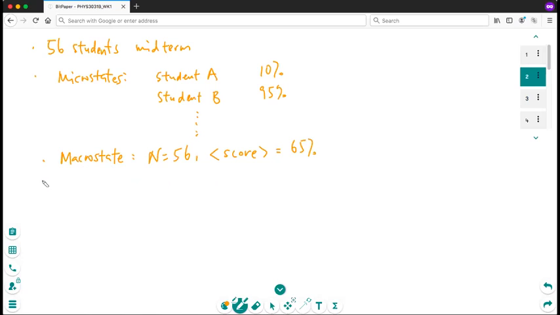And somewhere in between, there's another way to look at this. This is very detailed, and this is less detailed, but still gives you some idea about the performance of the class. And something a little bit less detailed, but still in between, is called the distribution.